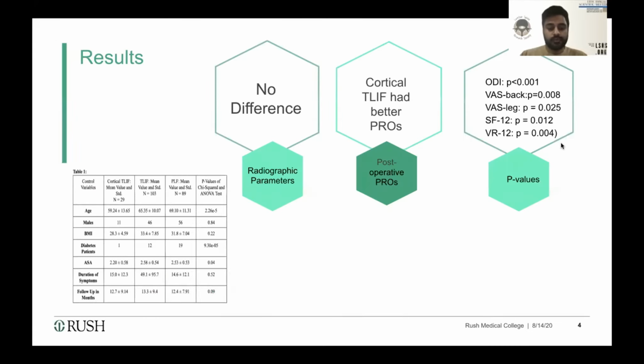So what we found was that there was no difference in radiographic parameters in either of the groups, but when we looked at postoperative PROs, we noticed that cortical TLIF had better PROs compared to traditional TLIF. All of the groups had a mean follow-up of about a year.